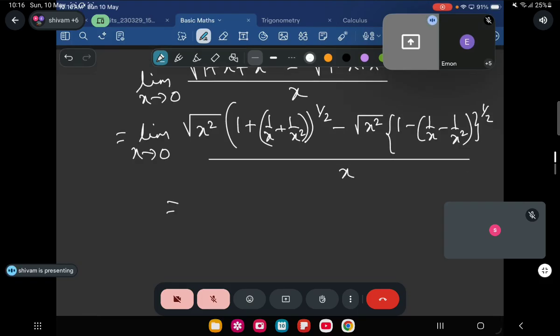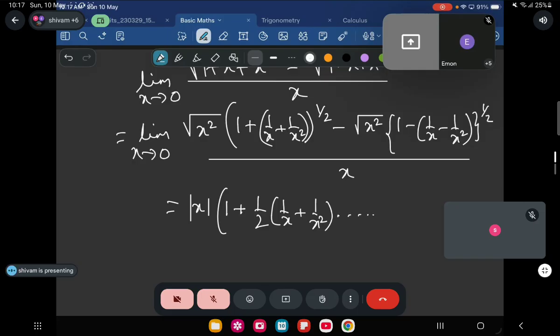Next. Now see, it is root over x square, I'll take common. What is square root of x square? Mod x. Right, mod x will be common. Within brackets, what will I get? What is 1 plus x whole to the power n? 1 plus nx. So I'm going to write 1 plus nx over here: 1 plus half into 1 by x plus 1 by x square, whole to the power, dot dot dot. A lot of terms will be there.